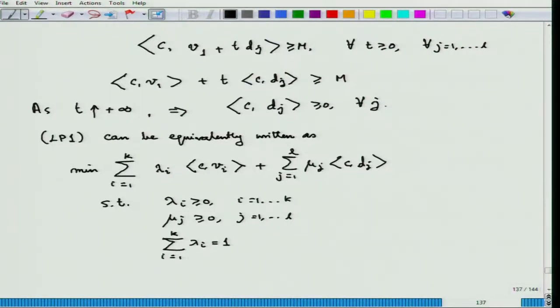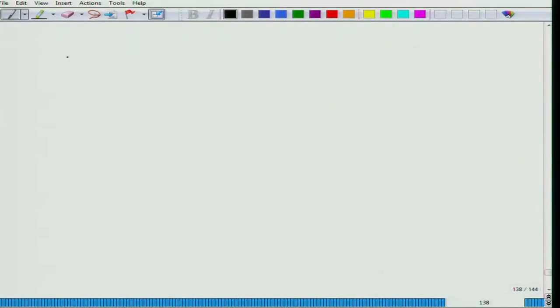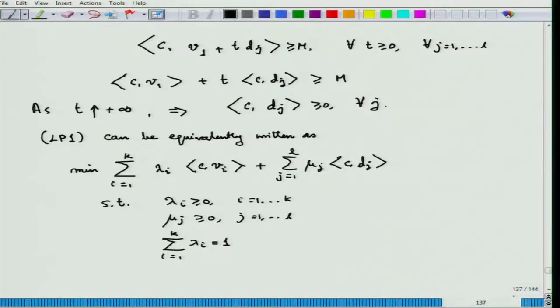Now, knowing that this is greater than or equal to 0, what should I get? I should get the following. If you look at this, to this quantity lambda I C I, we have added a non-negative quantity. So, this quantity is actually bigger than the previous term.